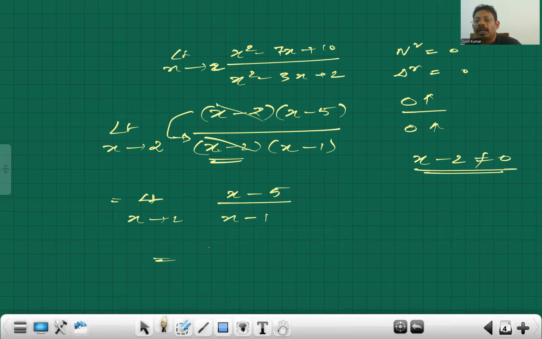Now we can check it. The denominator cannot be approaching 0. The denominator comes out as 2 minus 1, since x is approaching 2, which is 1 only. And the numerator becomes 2 minus 5. So the answer comes out to be minus 3 for this problem. So I explained this with the basic concept of limit. Slowly we will study one by one, then only you can have clarity about this.